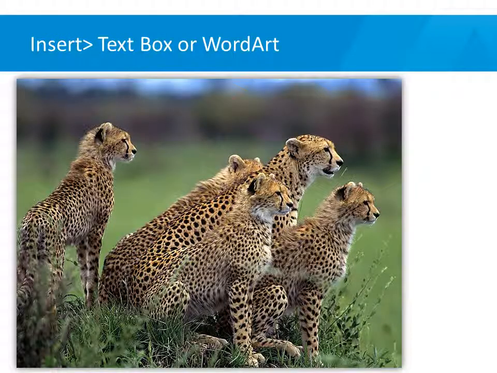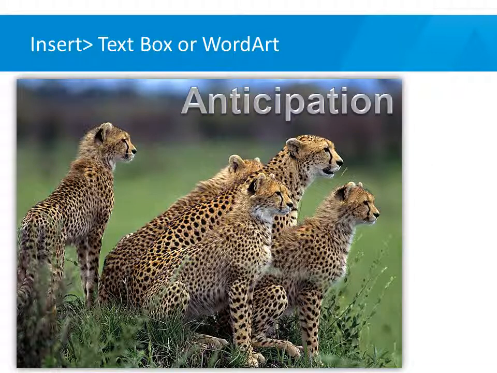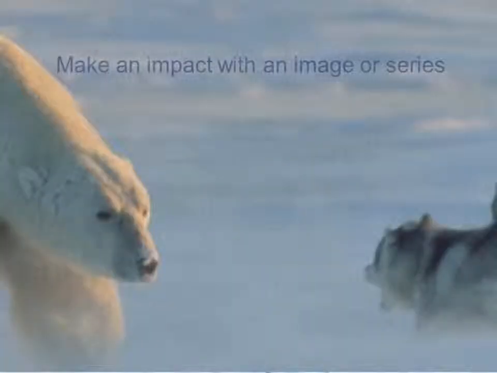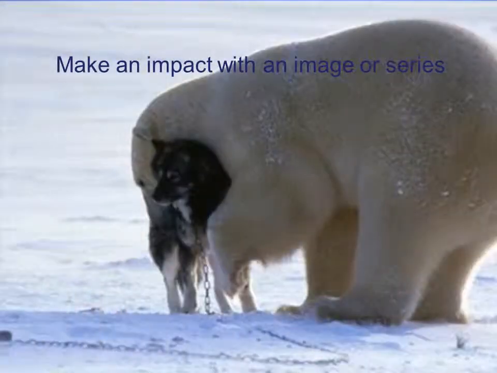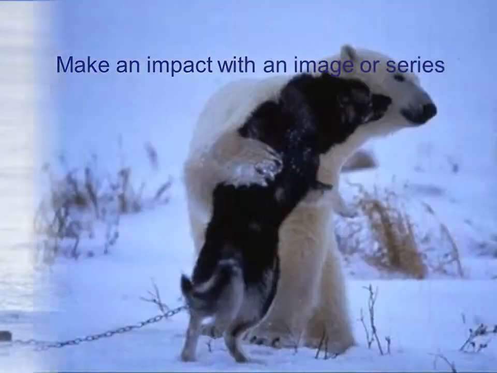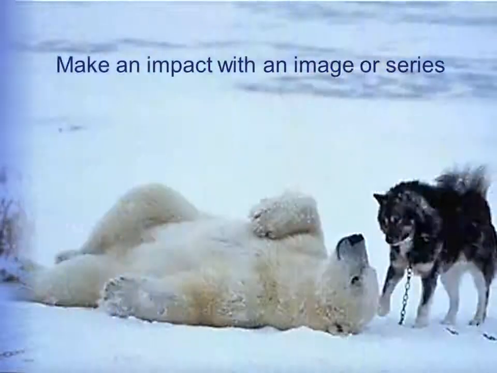So when we place it, we want to put some text or word art in to help explain what we're talking about. For example, they're looking this direction. Why not put that word anticipation right where they're looking? Or if you want it bigger, you can put it right over the picture. Just make it look a little bit different so it's easy to read. You can also make an impact with an image or series. Look at this. You think this dog is about to be mauled to death, and then you realize that they're actually playing together.